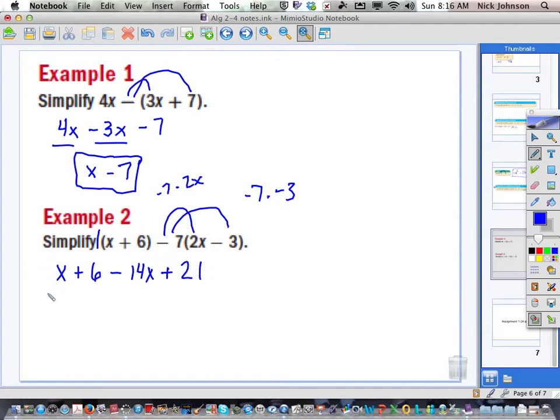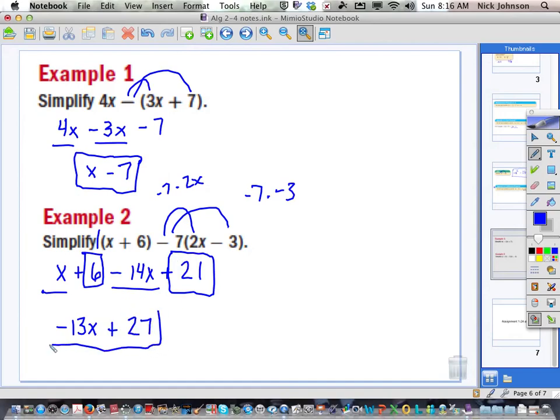Combine like terms. I have an x and I have a negative 14x. Okay? So I have $1 and I get a bill for a negative $14. I'm left with $13 in the hole. Then I have like terms 6 and 21. They're both positive. So 6 plus 21 is 27.